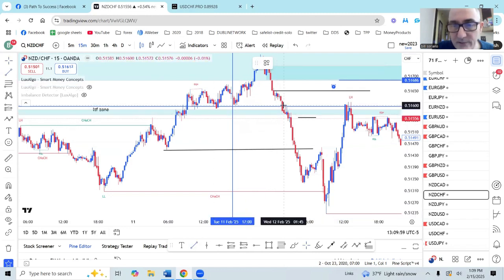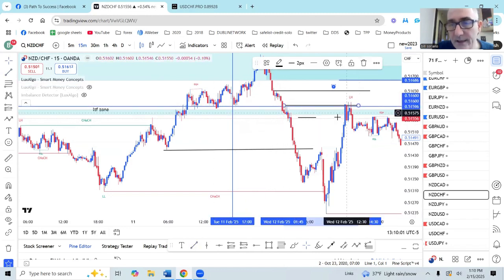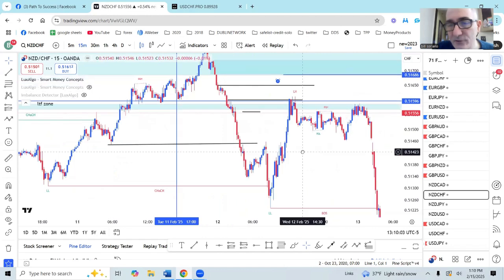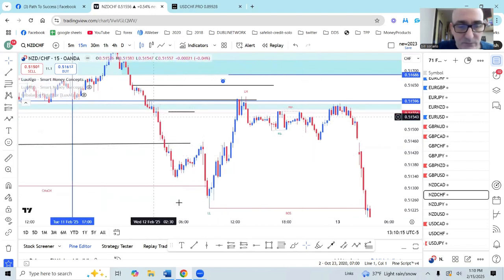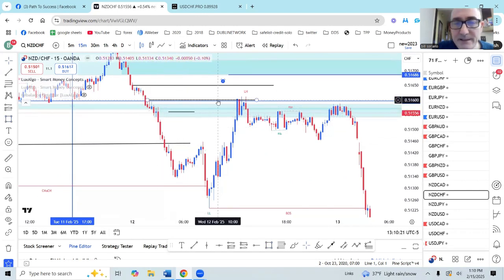Instead of right here, I don't get taken out of that trade. So this was about where I entered the trade, as price came back up into this lower time frame refined zone right here, right? Basically, that candle right there is the refined zone. So I got in as price came back into there.